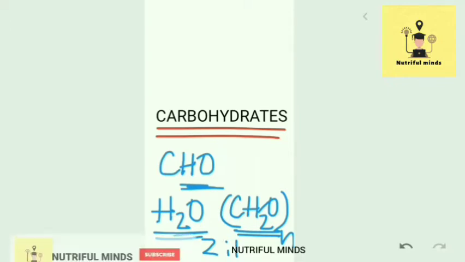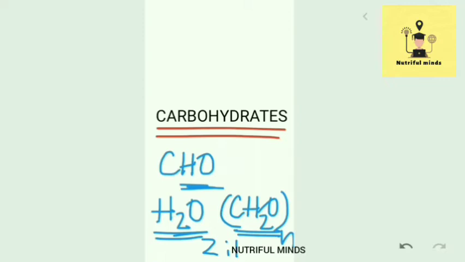The carbohydrates are mainly produced in plants during the process of photosynthesis. Carbohydrates are polyhydroxyaldehydes, also called polyhydroxyketones, or carbohydrates are the substances which yield polyhydroxyaldehydes or polyhydroxyketones on hydrolysis. Let's get into its classification.